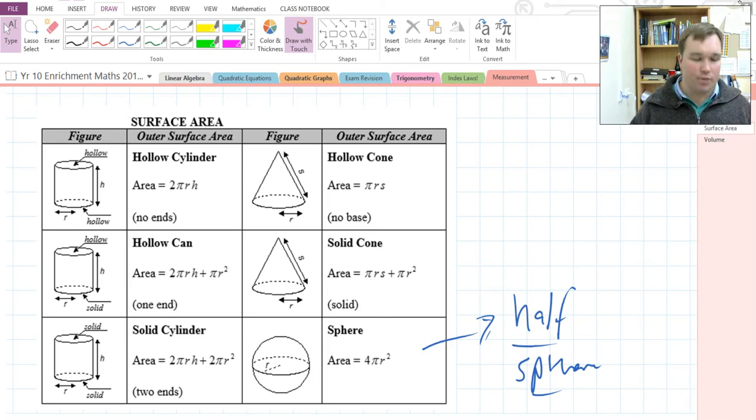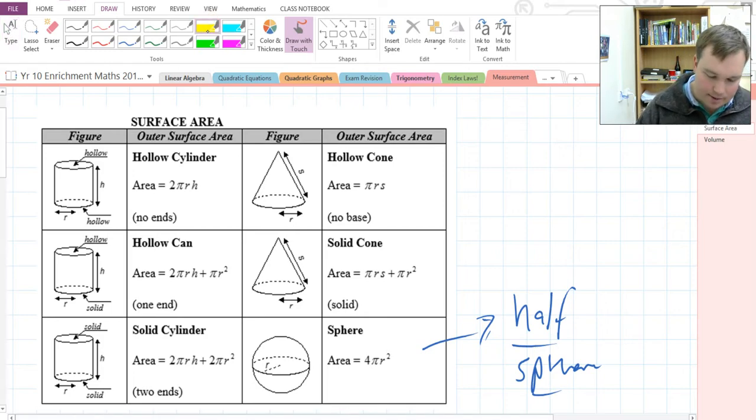While it's good to know, you'll usually be allowed a reference sheet, so you'll have them in front of you. The most important thing to know is how to use them. So, where the formulas come from. For example, take the cylinder. A hollow cylinder just has the formula 2 pi r h.